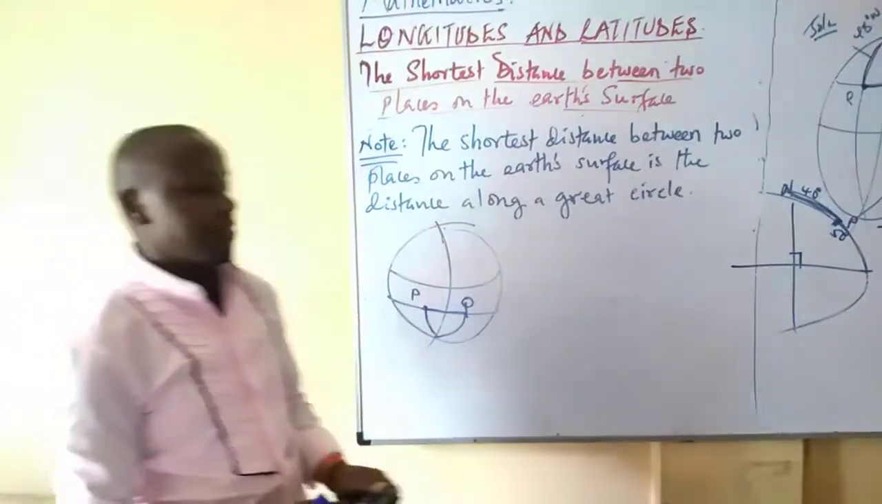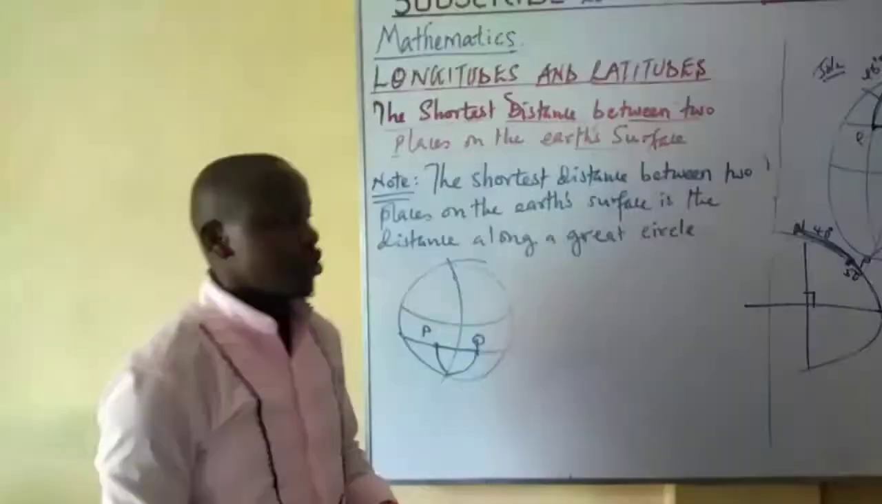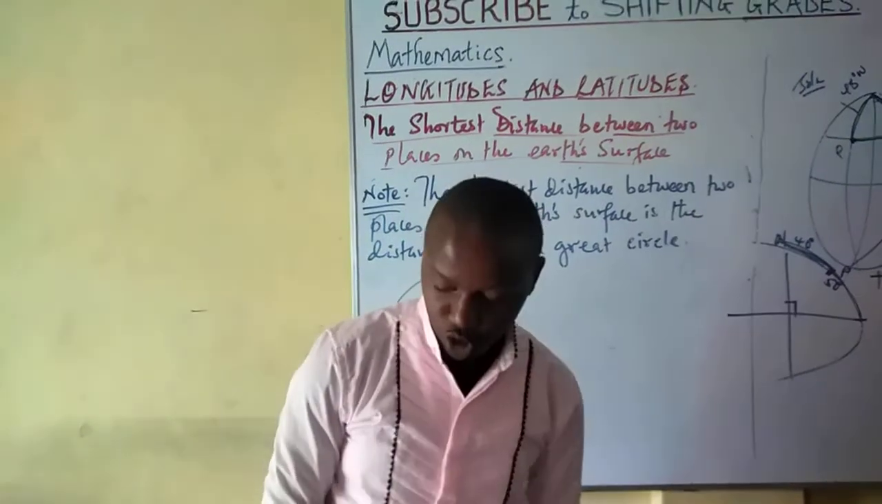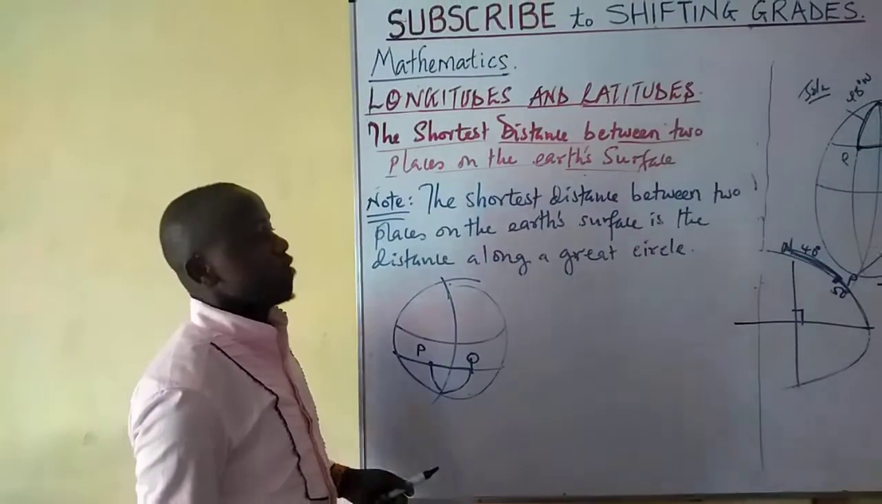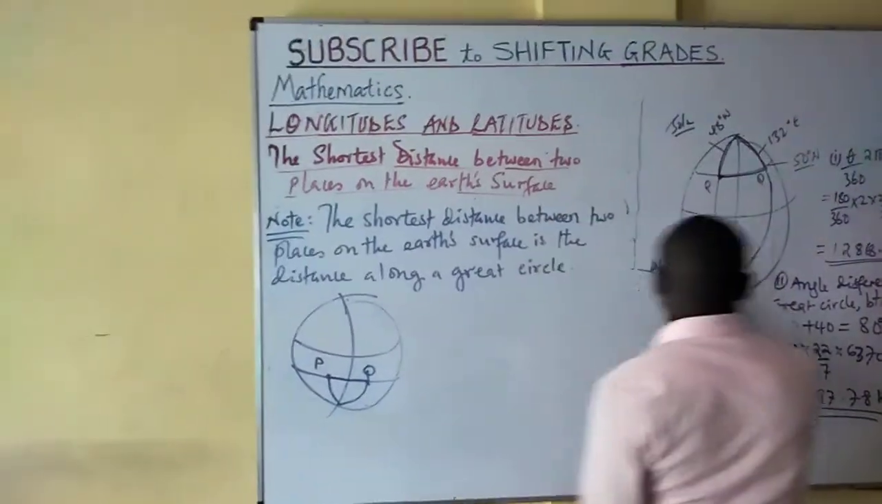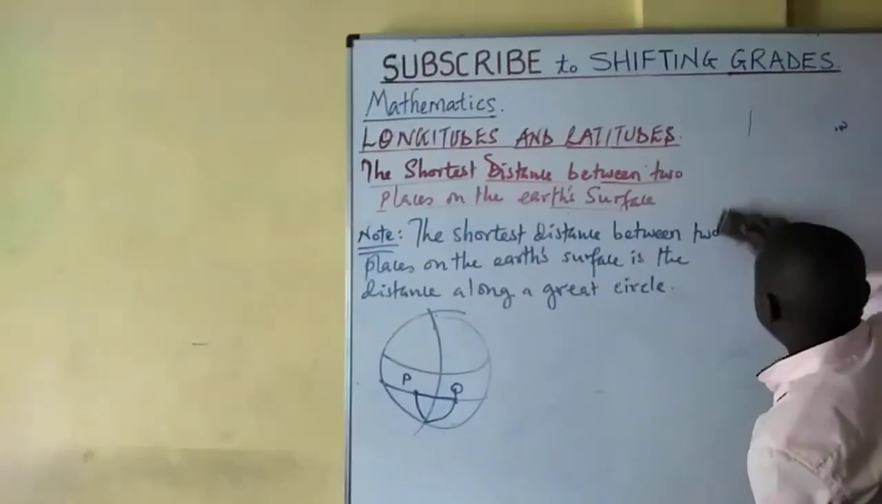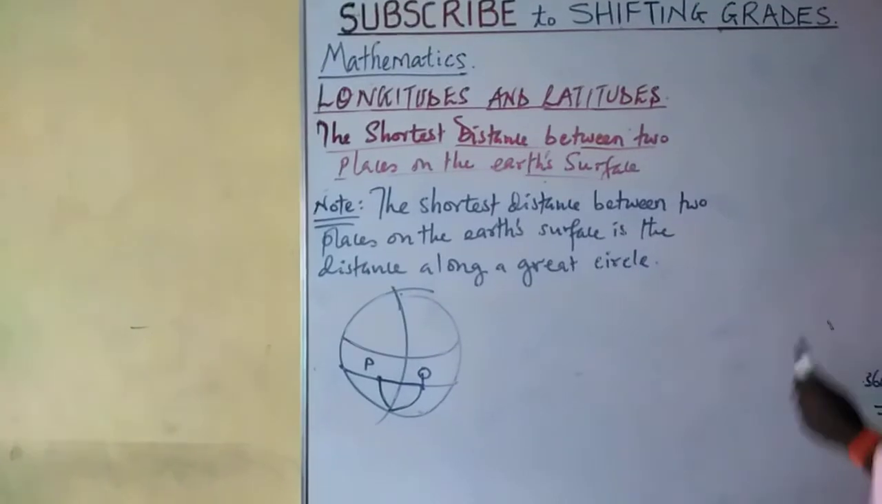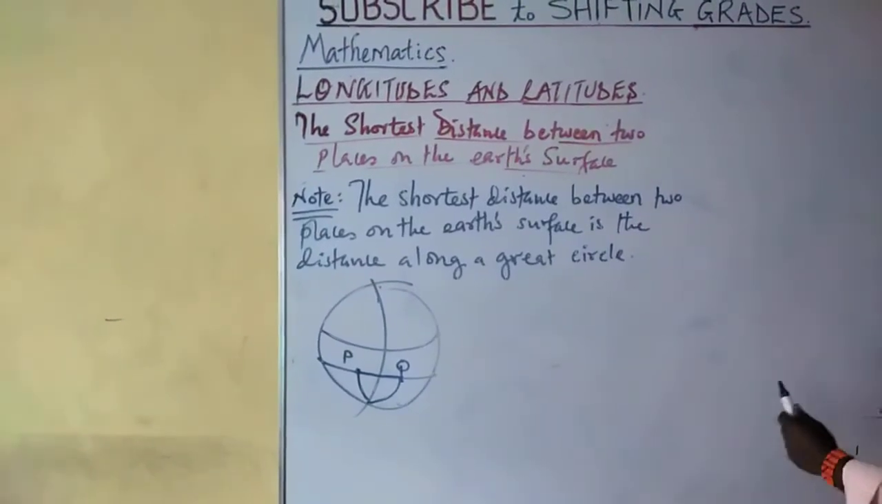Therefore, sometimes you'll be given a question and you're required to get the shortest distance between two places. Make sure you follow the distance along a great circle. It is the shortest distance. Let me give an example on the same.